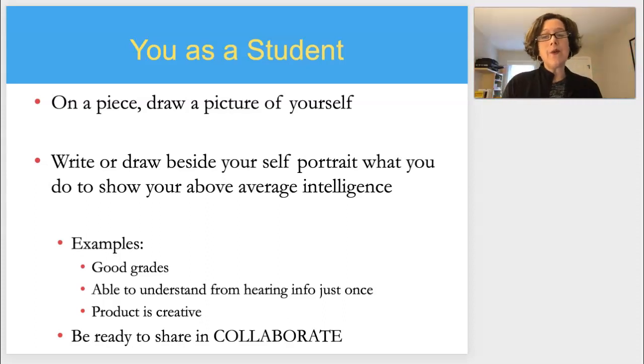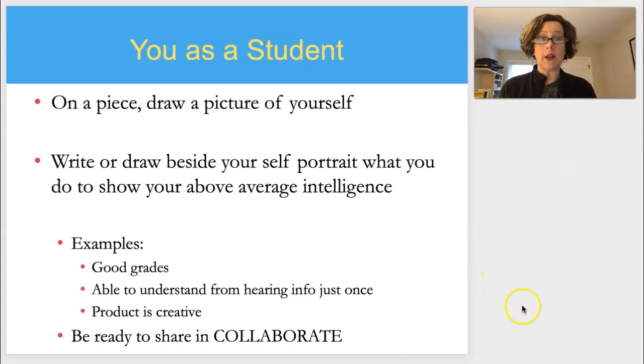Then I want you to write or draw beside your self-portrait what you do to show your above average intelligence, because you are here, you have above average intelligence. So things like good grades, you're able to understand from hearing information just once, your products are creative. And I want you to add to this as we go through this lecture. Add actual terms and actual theorists as you go, when you think, oh, that's me, that's a description of me, and then be ready to share it in Collaborate.